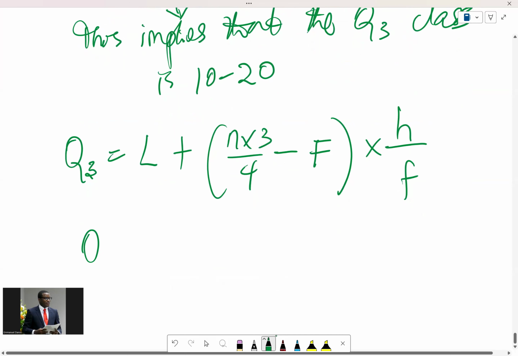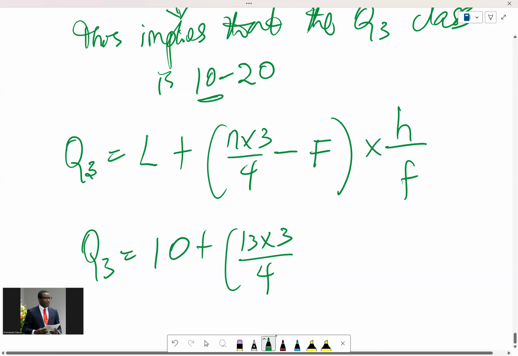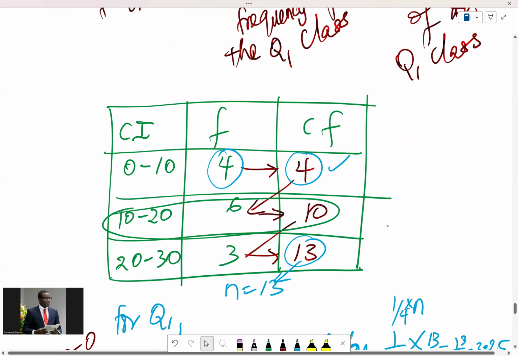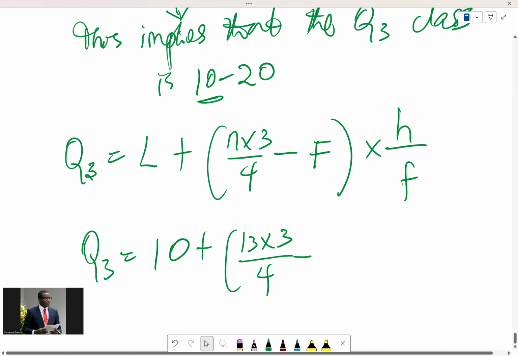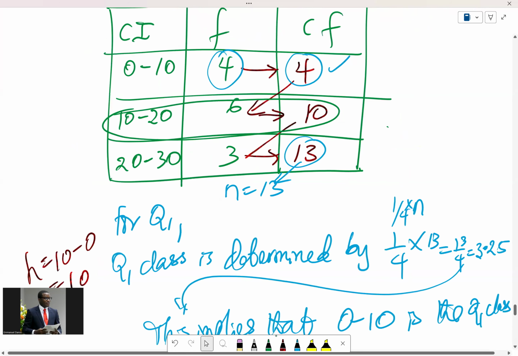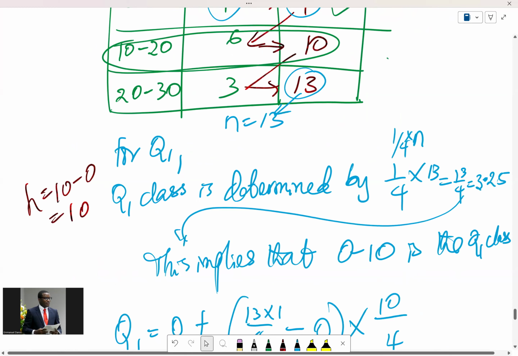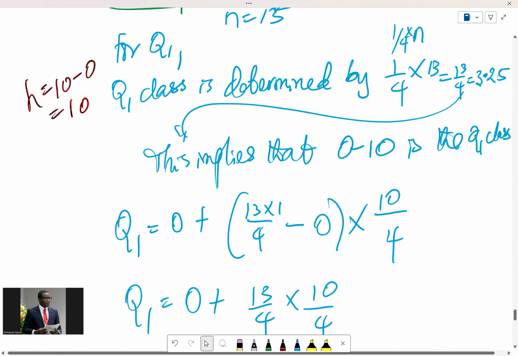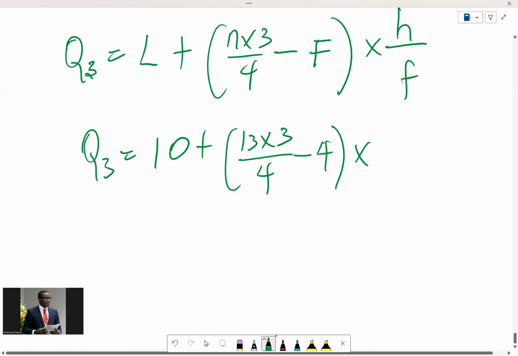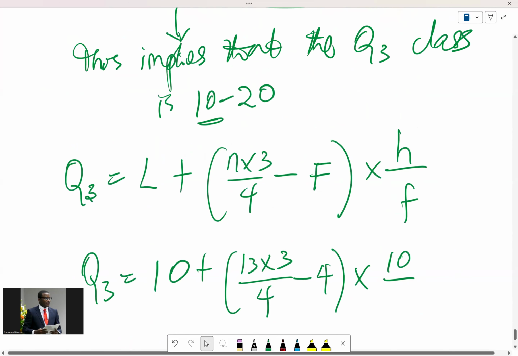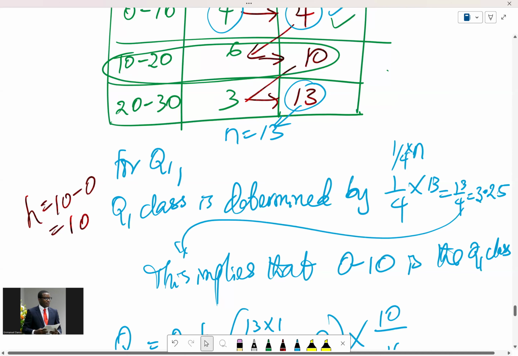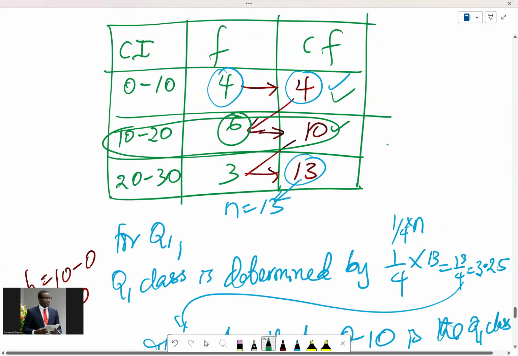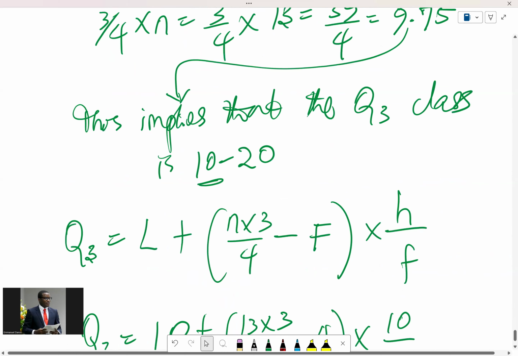Okay, so it means that Q3 is equal to 10, the lower boundary of the third quartile class, plus 13 times 3 over 4. 13 is the total cumulative frequency, like we keep saying. Then minus the cumulative frequency before this class, which is actually 4. So that is 4, times the class width we know is 10. The frequency of the third quartile class itself is 6. Take note, it's not 10, it's 6. 10 is the cumulative frequency, but 6 is the frequency of that class itself.